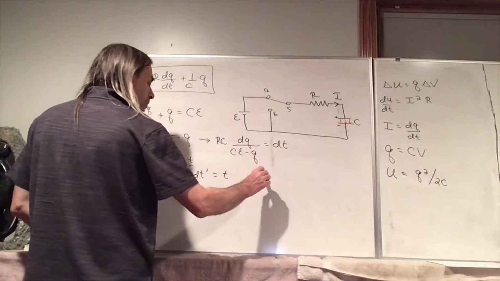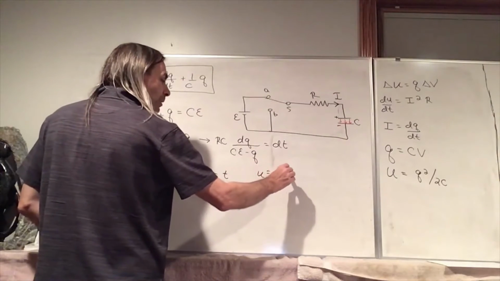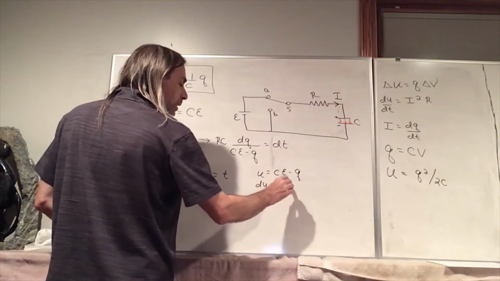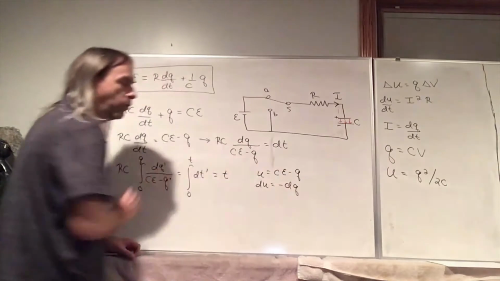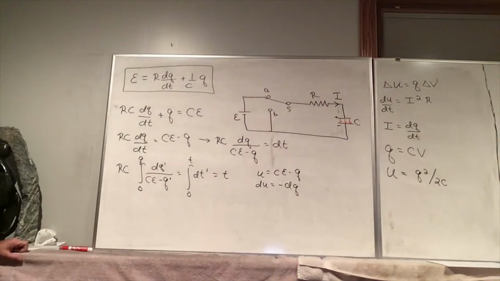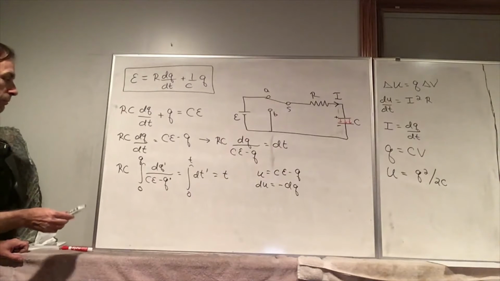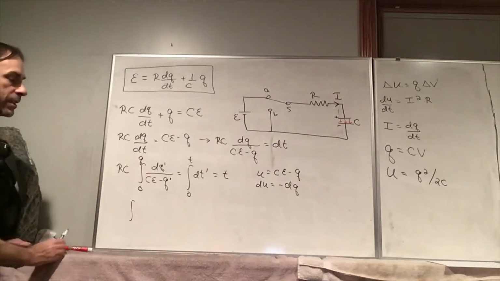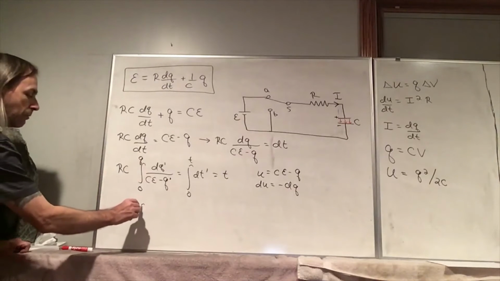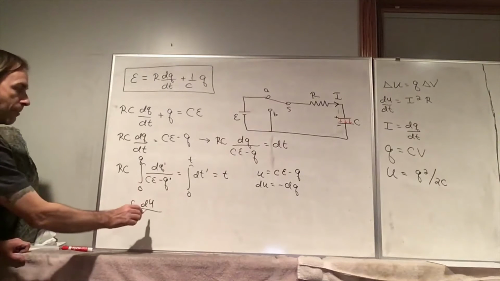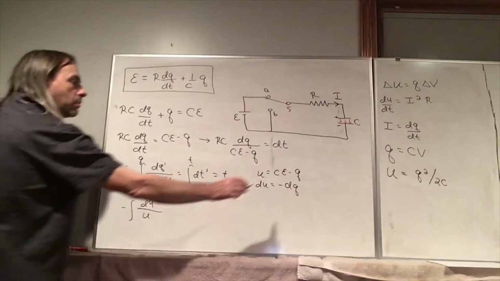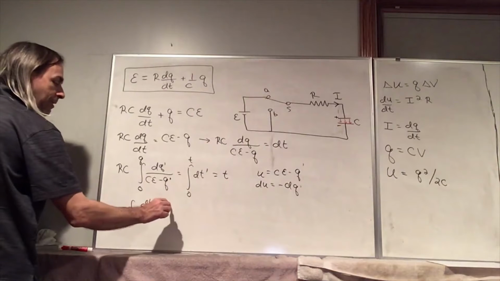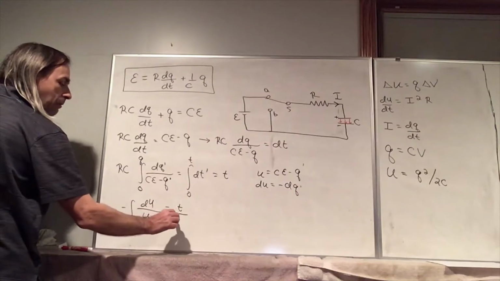Now on the left, let's make a substitution. Let u equals C epsilon minus q. Then du is minus dq. So let's plug this in. I'm going to divide both sides by RC. So we just have the integral on the left, where dq is minus du, divided by u. I guess we should have primes here. And that would then equal t over RC.